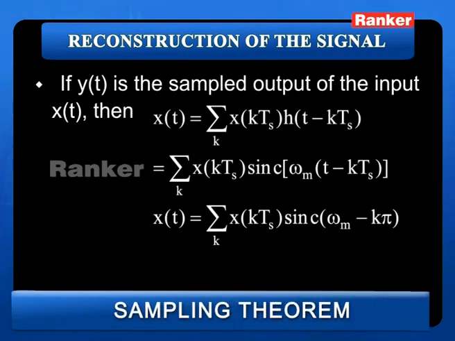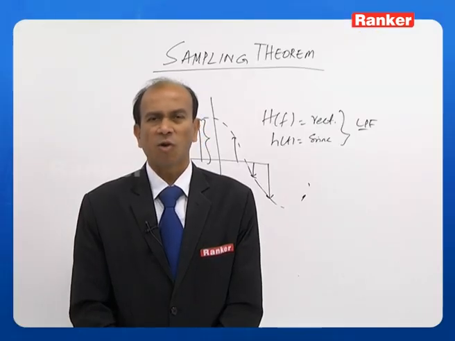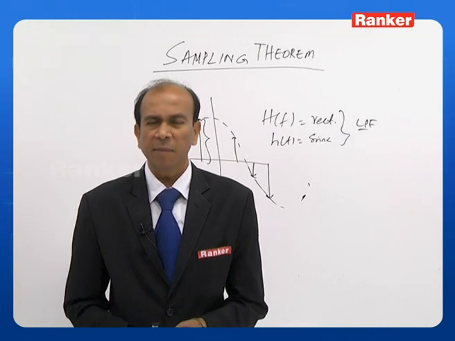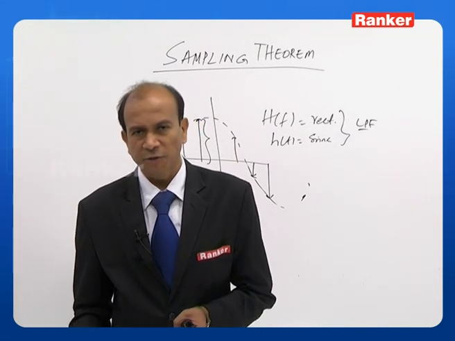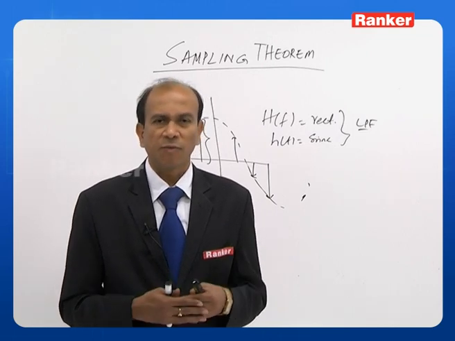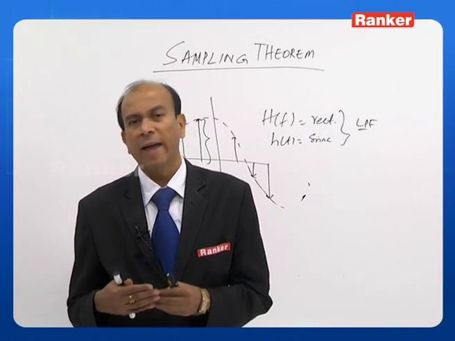See here, if y of t is a sampled output of the input x of t, then x of t is equal to the summation over k of x of kTs h of t minus kTs. Here h of t is a sinc function for us. So, put that here. It is the summation of x of kTs sinc of omega m t minus kTs, that is nothing but the summation over k of x of kTs sinc of omega m t minus k pi. This equation is called the interpolation formula. So, as you see here, x of t is nothing but the summation over k of sinc functions which have a coefficient or amplitude equal to the strength of the input signal. So, this is how you get x of t.